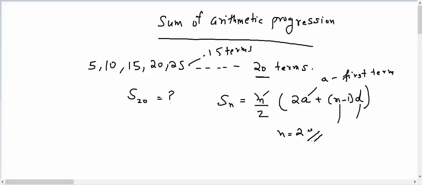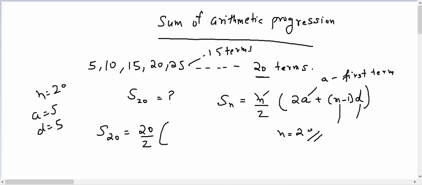Now let's solve this example as S20, because I want to find the sum of 20 terms of this AP. It will be equal to 20 over 2, where the value of n is 20 in this case. The first term is 5 and the common difference is equal to 5, so 2 times the value of a, which is 5 here, plus (20 minus 1) times d. The value of d here is again 5, which is the common difference.